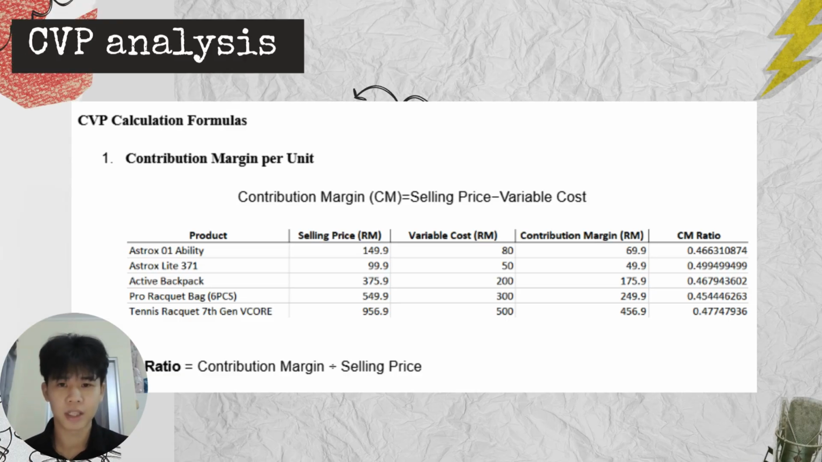This part is CVP analysis. So first we need to calculate the contribution margin per unit. The formula is contribution margin, CM, is equal to the selling price minus the variable cost. So you can see the table and doing the subtraction. The CM ratio is contribution margin divided by the selling price. Then you can get the CM ratio.